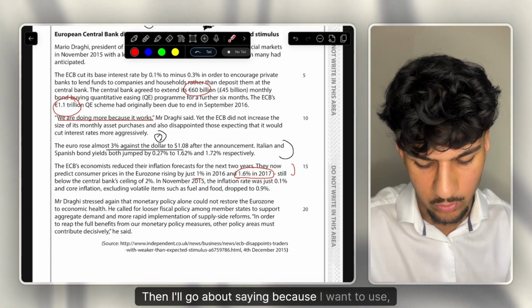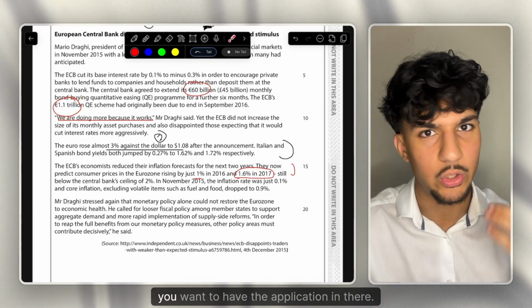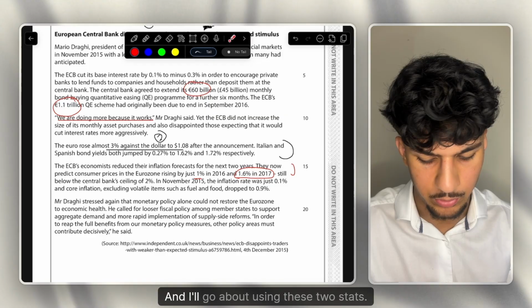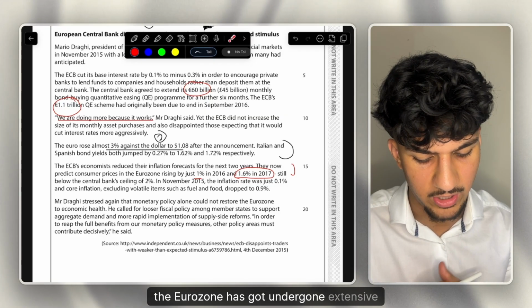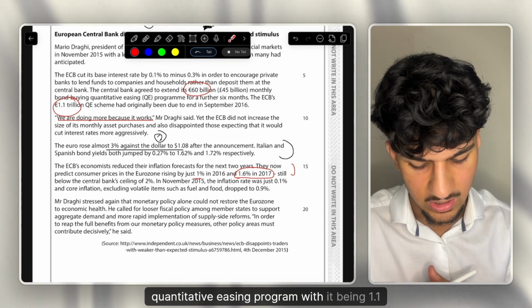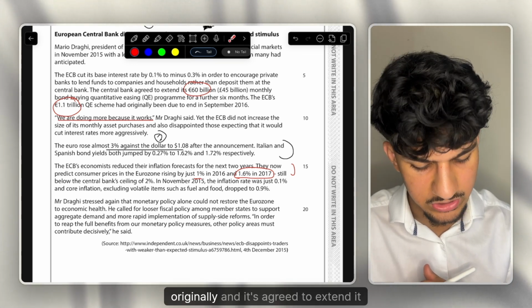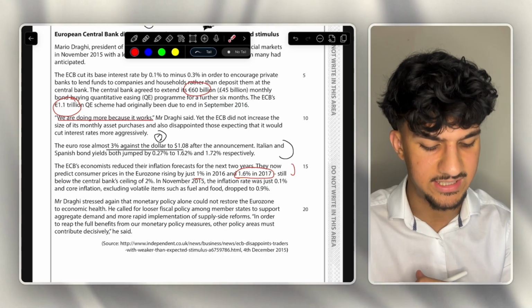Then I would go about saying, because remember this is a 12-mark question, you want to have the application in there, and I'd go about using these two stats. The Eurozone has undergone an extensive quantitative easing program, with it being 1.1 trillion originally, and it's agreed to extend it by 60 billion.